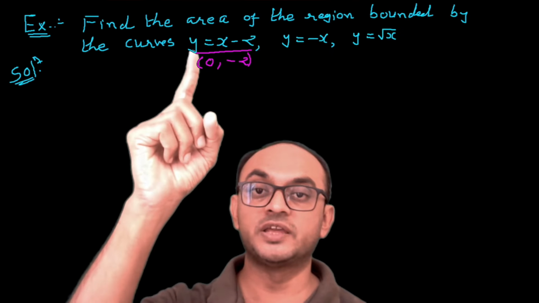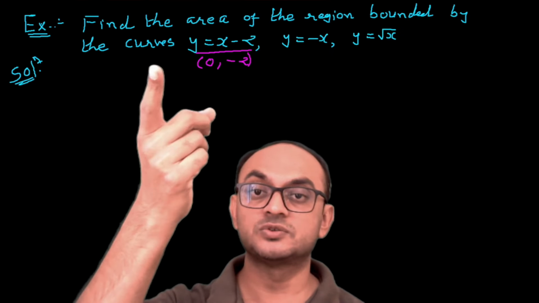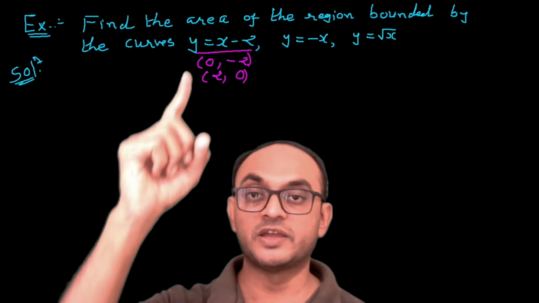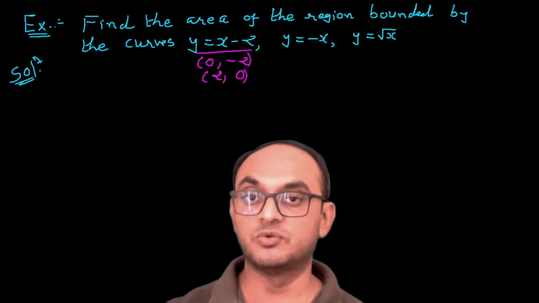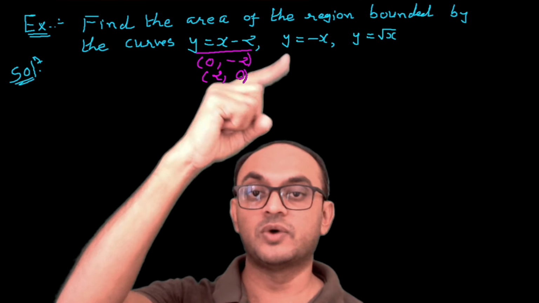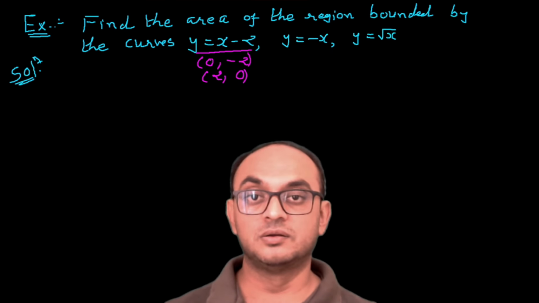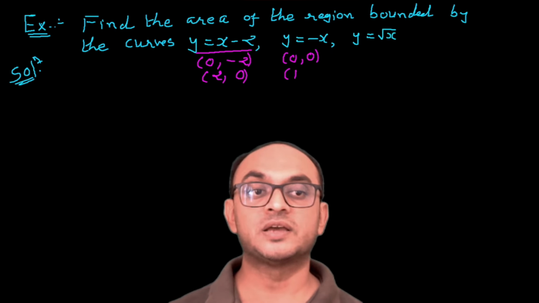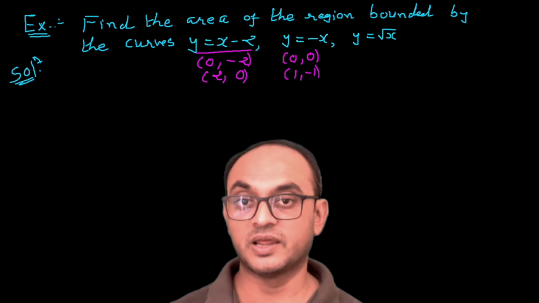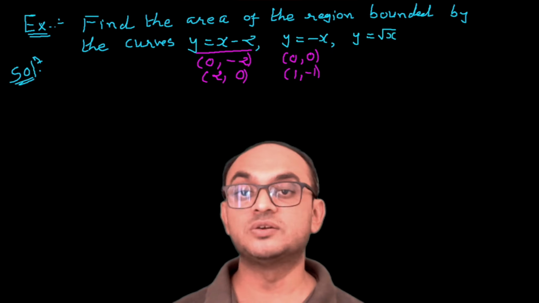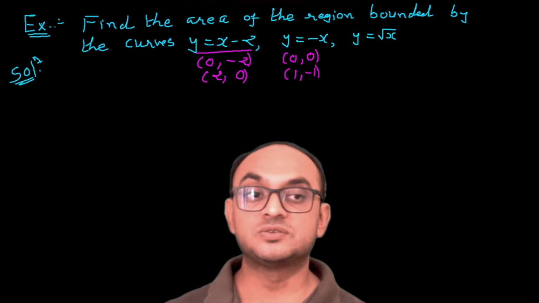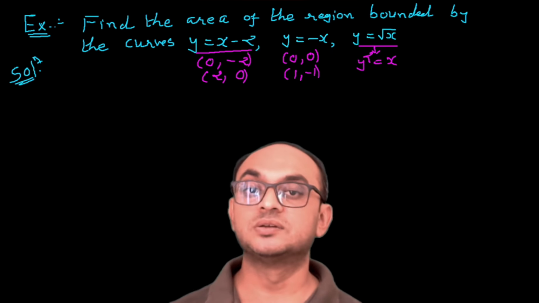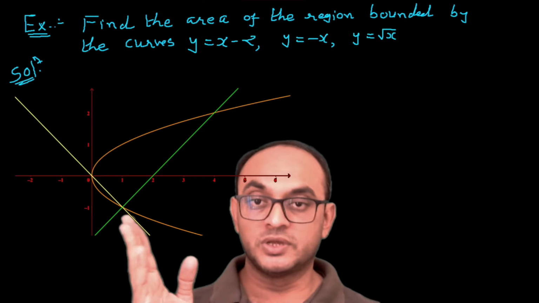When I substitute y equal to 0, what is this? X minus 2 equal to 0, so x is equal to 2. So when y is equal to 0, x is equal to 2. So y equal to x minus 2 is the line passing through these 2 points, (0, minus 2) and (2, 0). You know the line y is equal to minus x, the line passing through the origin: when x is 0, y is 0, when x is 1, y is minus 1. And the third curve, y is equal to under root x, take square on both sides. So this is y square is equal to x. This is the parabola.